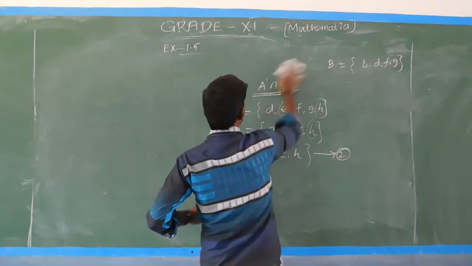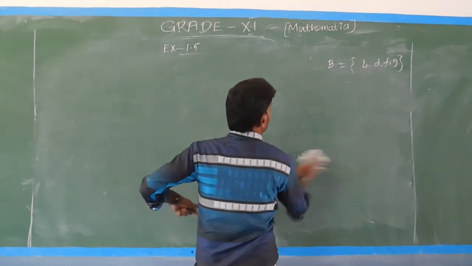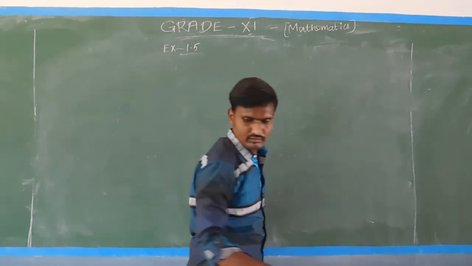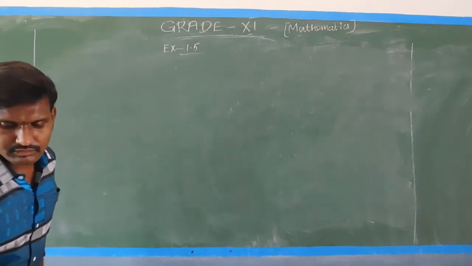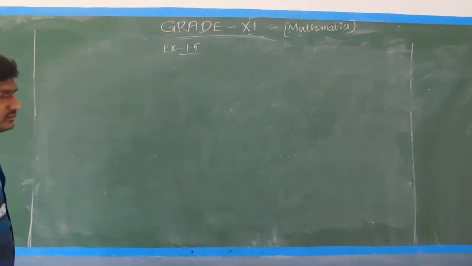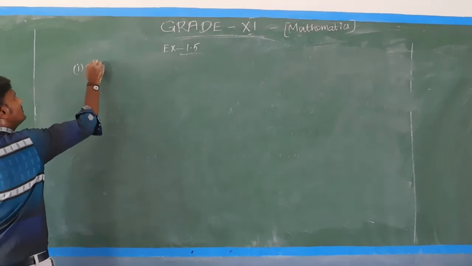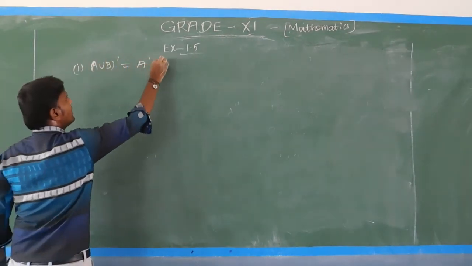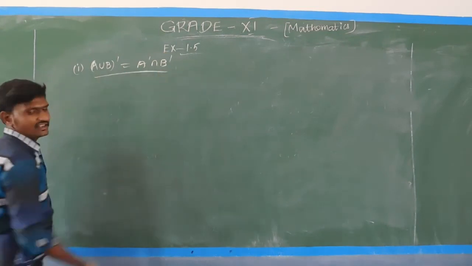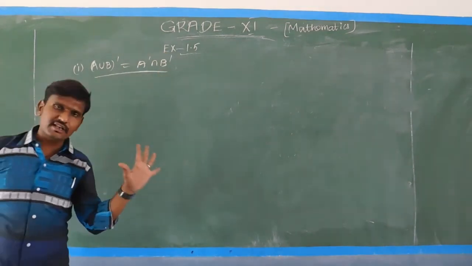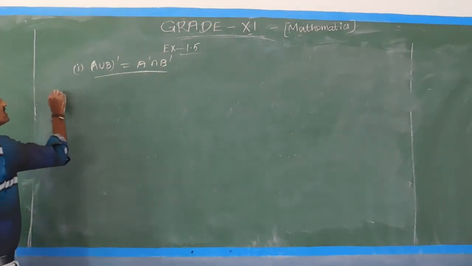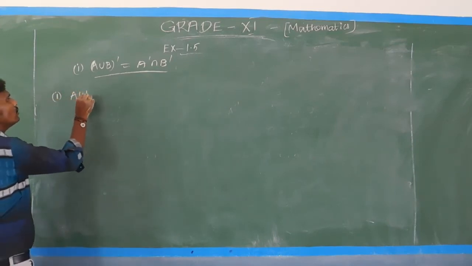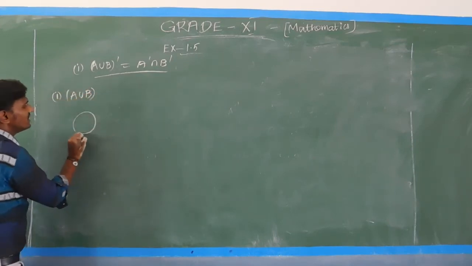This is the easiest drawing work. Students, first A union B the whole dash equal to A dash intersection B dash. I have only 5 steps. So the first step is A union B. It is very simple work.